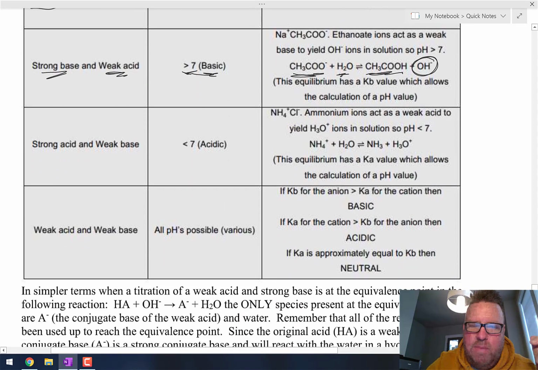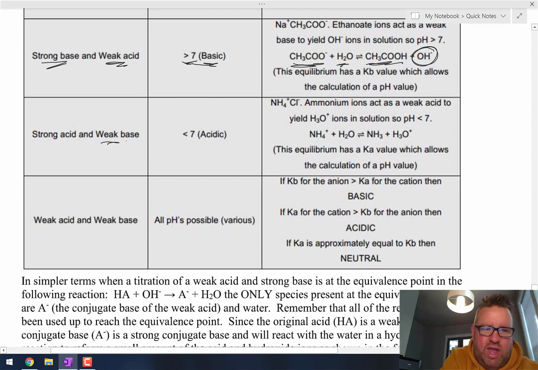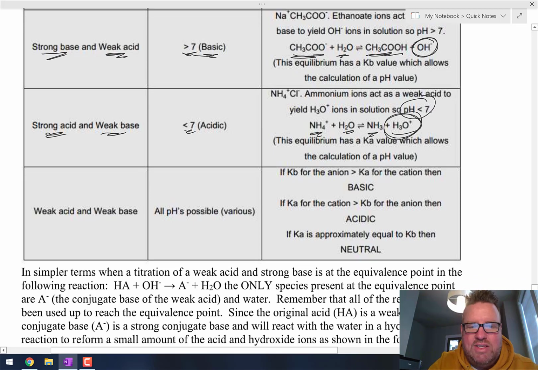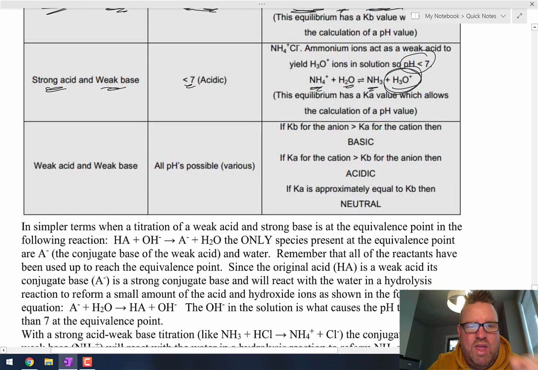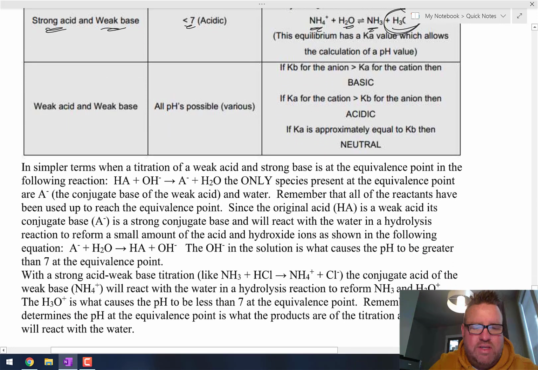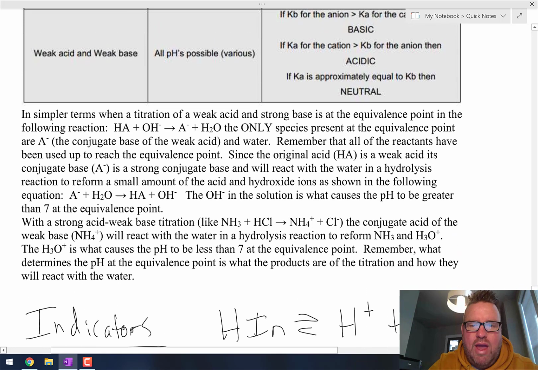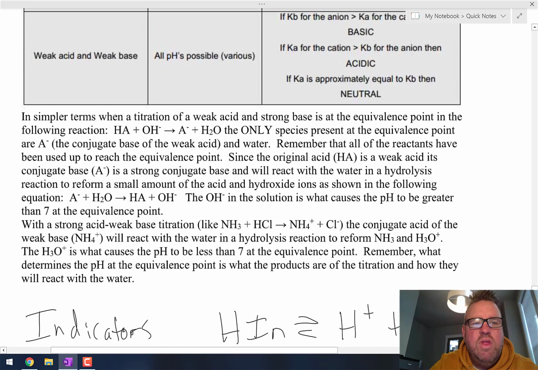Okay, and then the opposite, a weak base with a strong acid, again, is going to be less than 7 because you've got that conjugate acid, here it is, the NH4+ reacting with the water to create some ammonia and, more importantly, some hydrogen ions or hydronium ions, and that makes the pH less than 7. Okay, and honestly, a weak acid, weak base, you're not going to see that on the AP exam, so don't even worry about that. Okay, so here it is, just one more time.